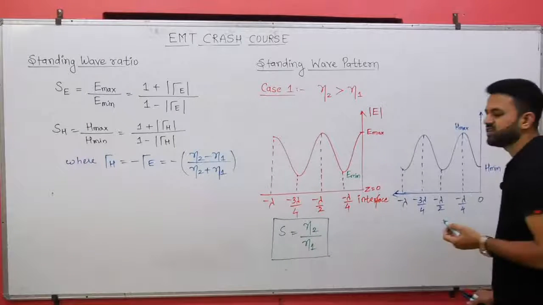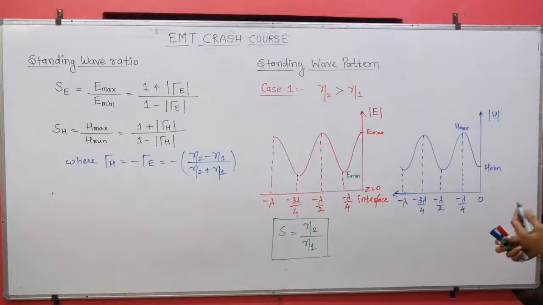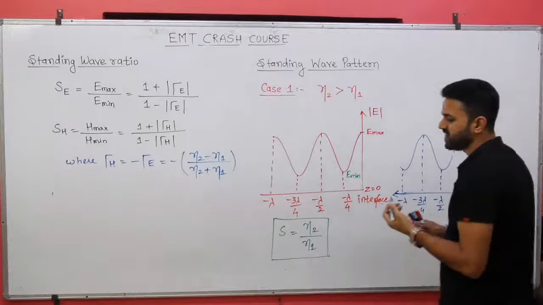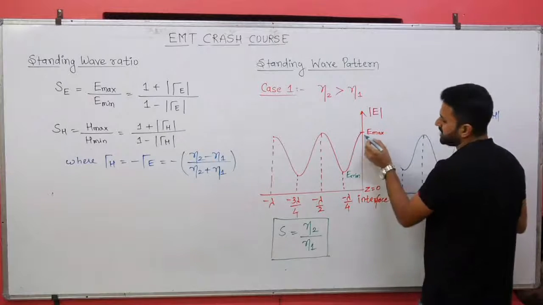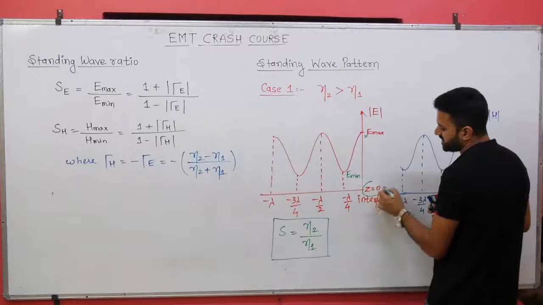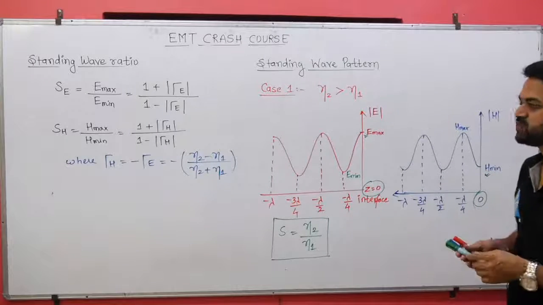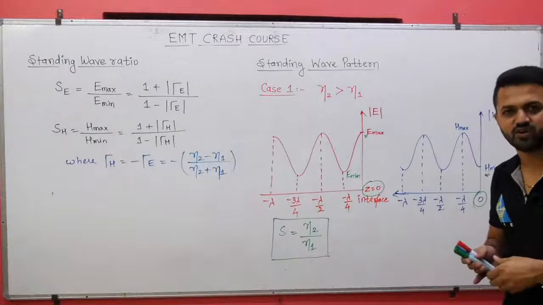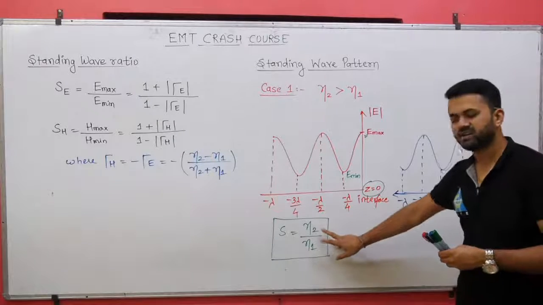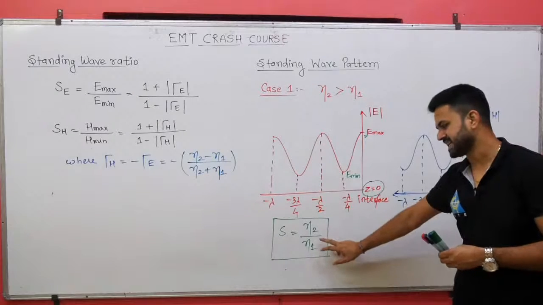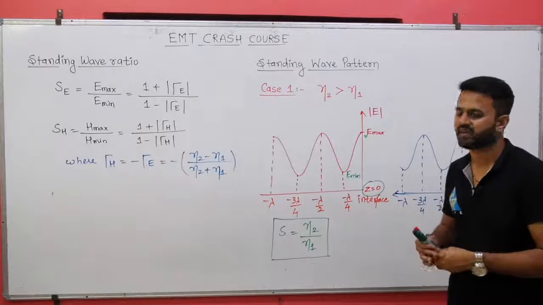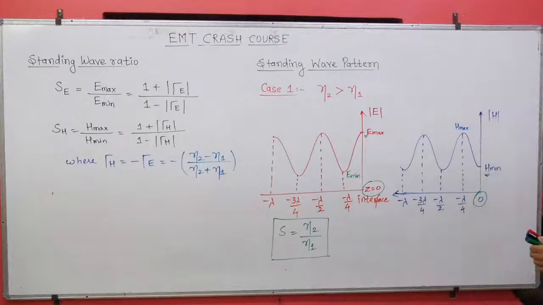Okay, the standing wave ratio is the ratio of eta 2 divided by eta 1 whenever the electric field maxima occurs at the boundary or the magnetic field minima occurs at the boundary. So if you find either of these two conditions in the standing wave pattern, you can conclude the formula for the standing wave ratio, which is eta 2 divided by eta 1.